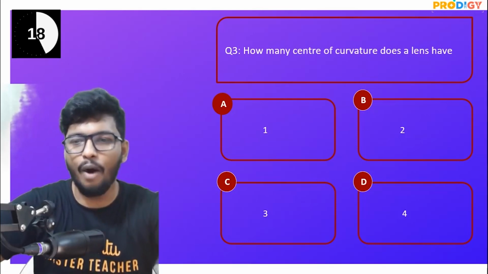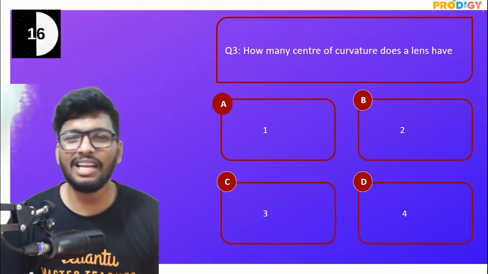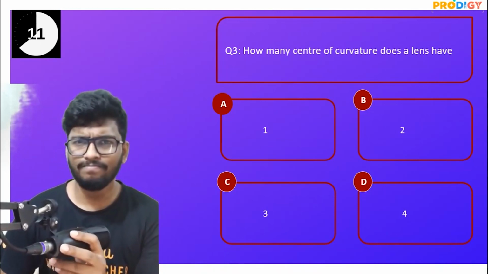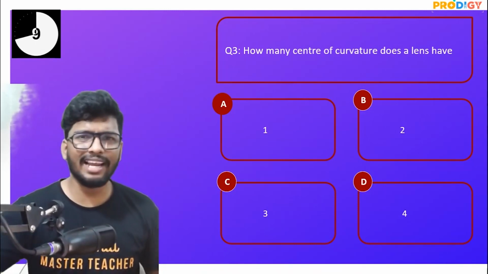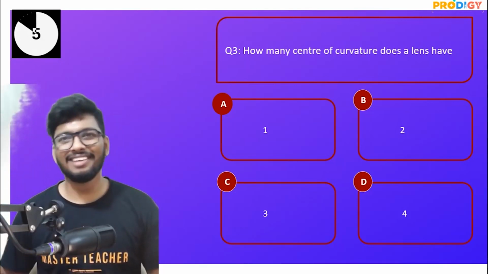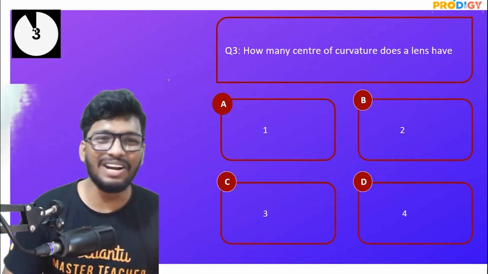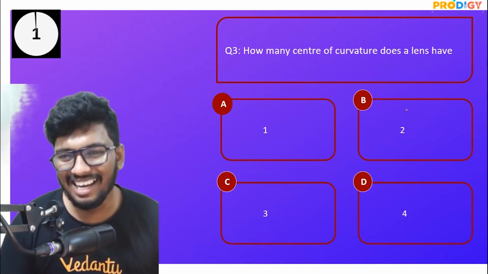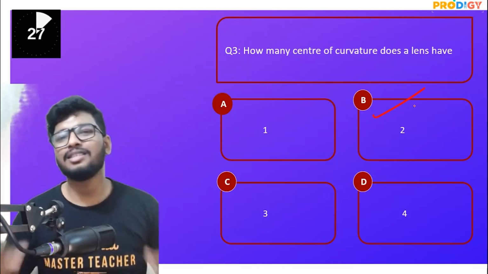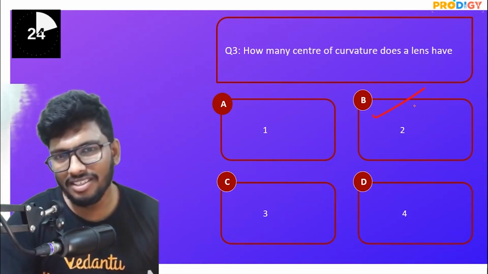20 seconds. Let's go, people. How many centers of curvature does a lens have? 1, 2, 3, or 4? 10 more seconds. Quickly, guys. Come on. All right. 3, 2, and 1. Awesome. The right answer, guys, is 2, because a lens is made up of 2 separate glass spheres. So it has 2 centers of curvature as well.